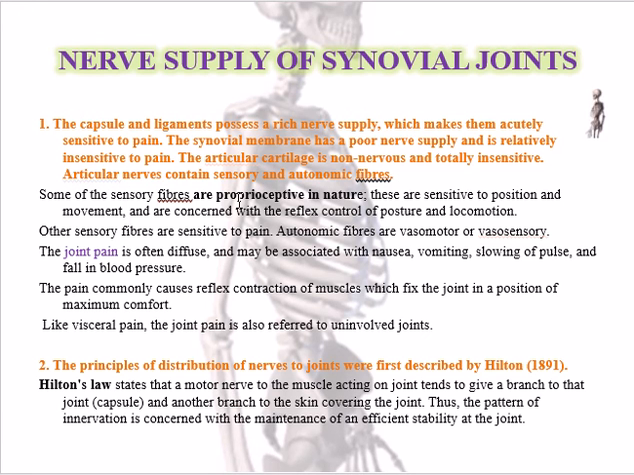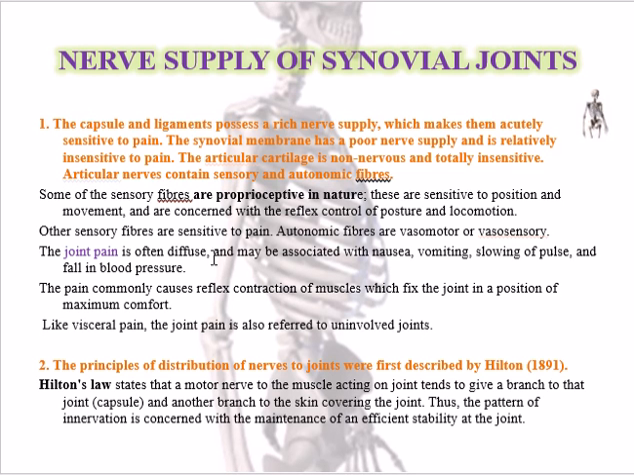Articular nerves contain sensory and autonomic fibers. Some of the sensory fibers are proprioceptive in nature. These are sensitive to position and movement and concerned with the reflex control of posture and locomotion. Other sensory fibers are sensitive to pain. Autonomic fibers are vasomotor or vasosensory.